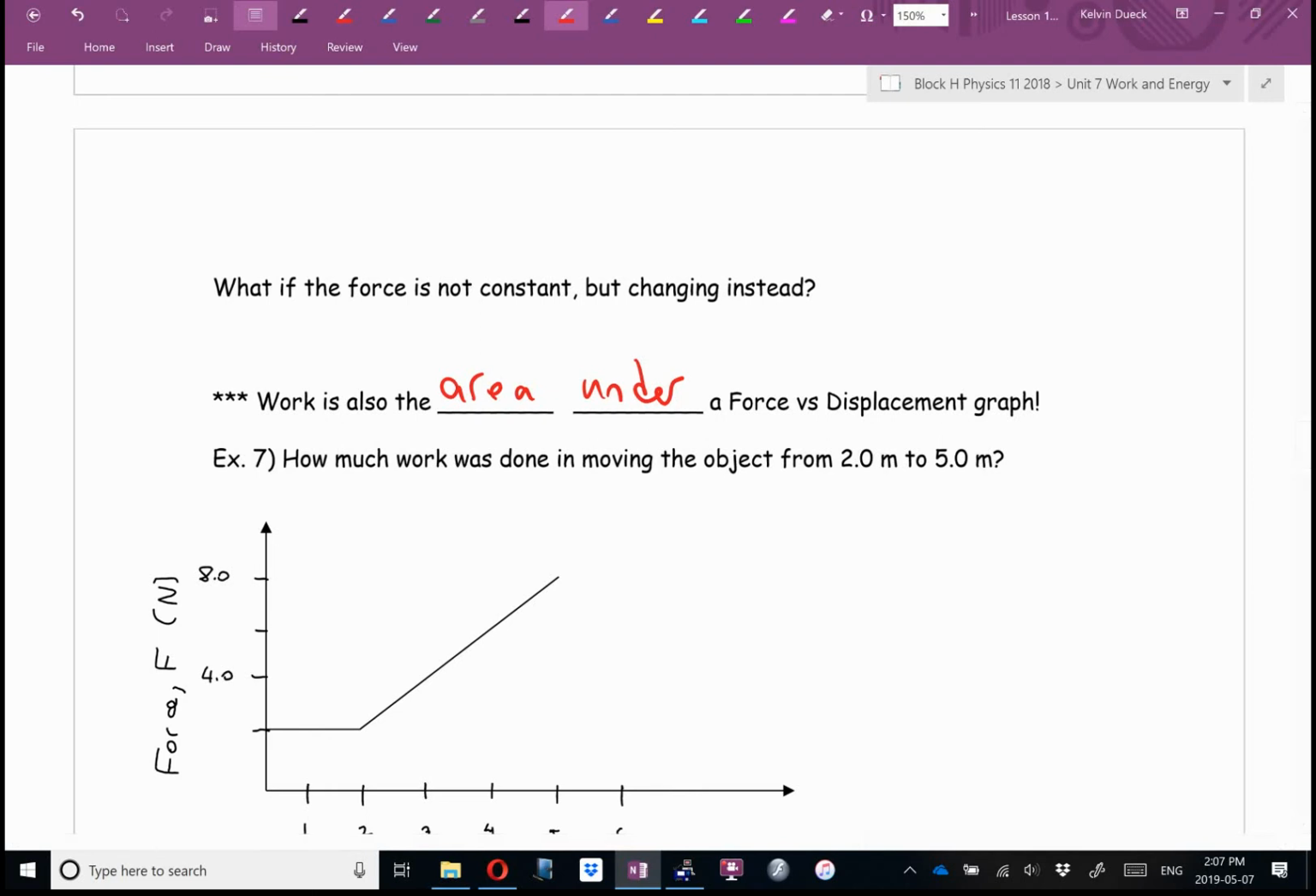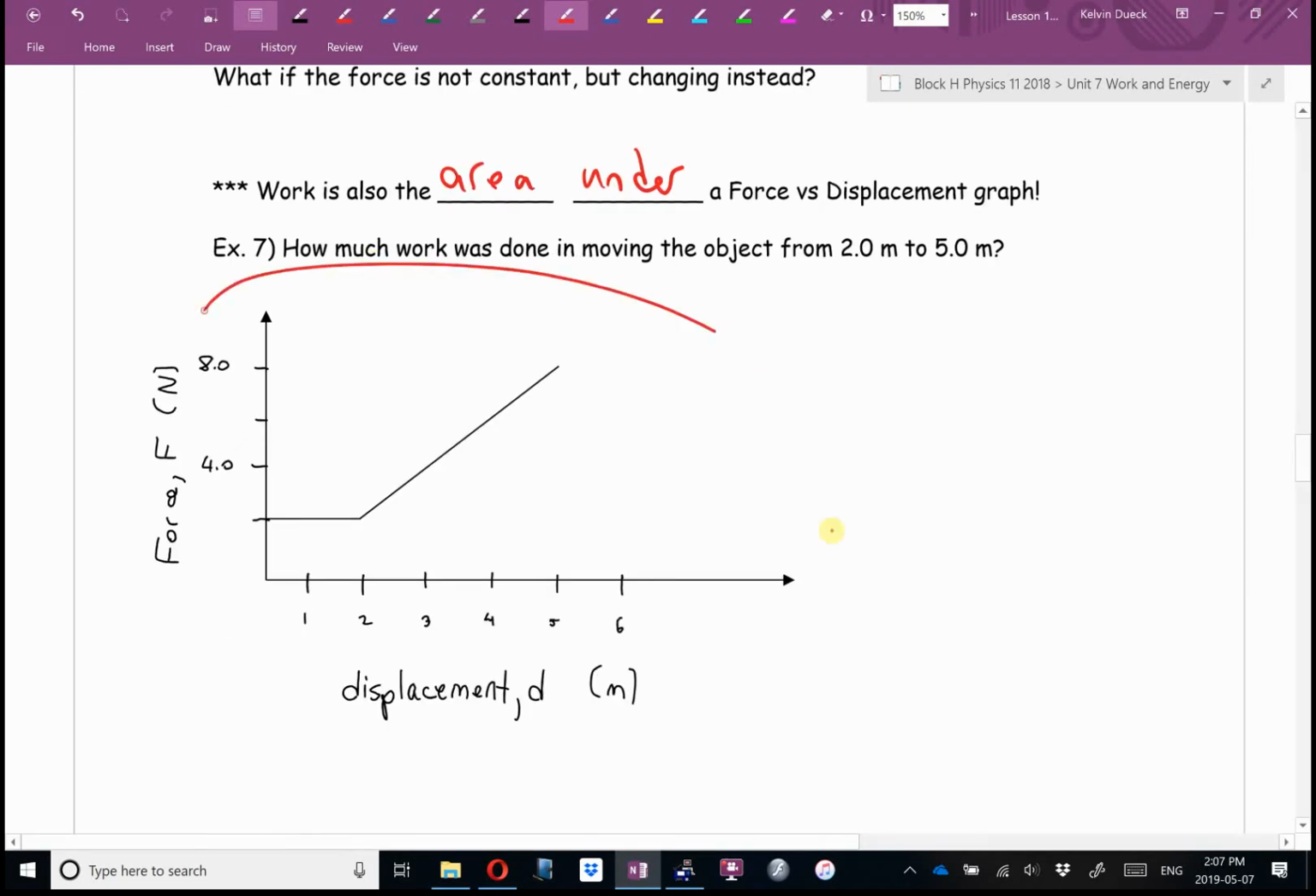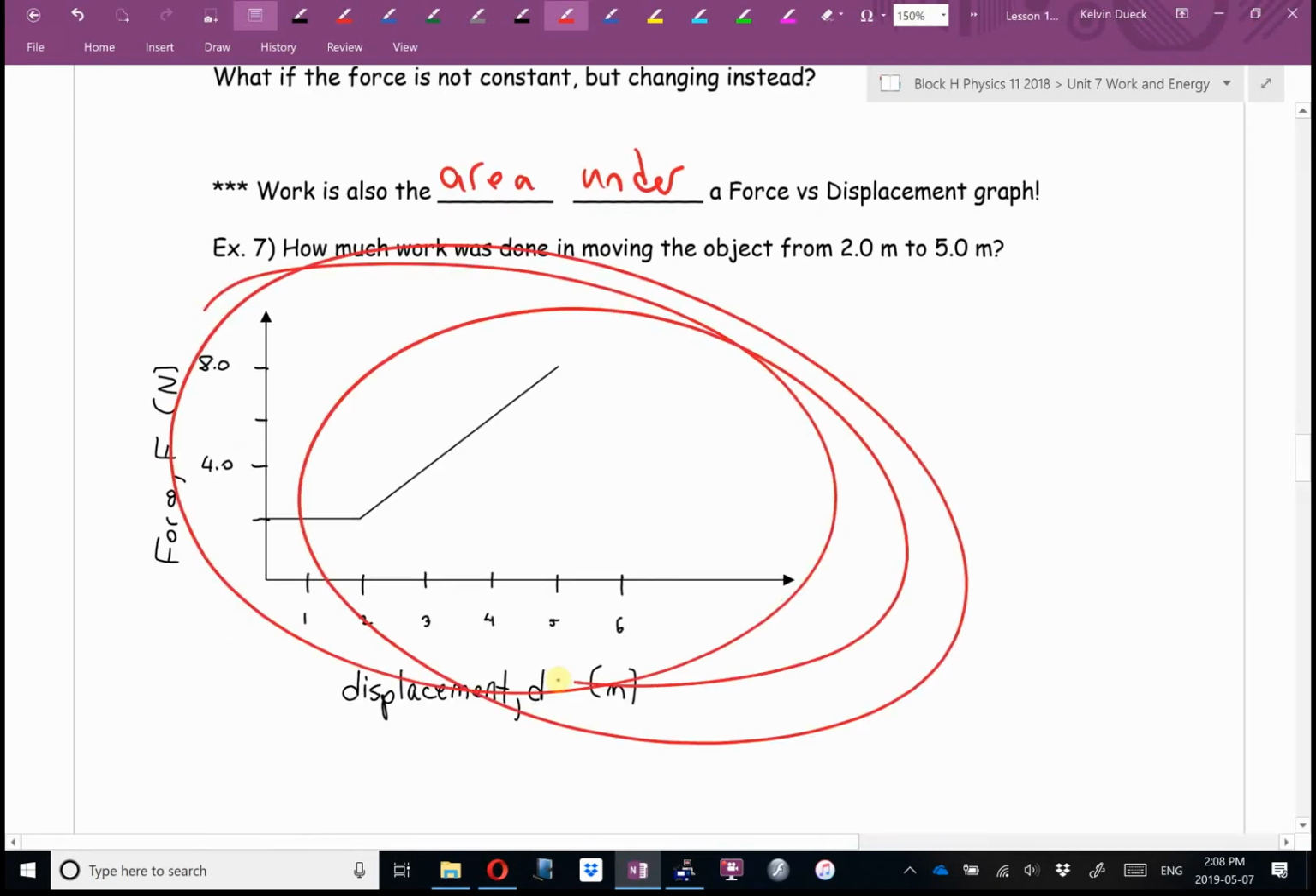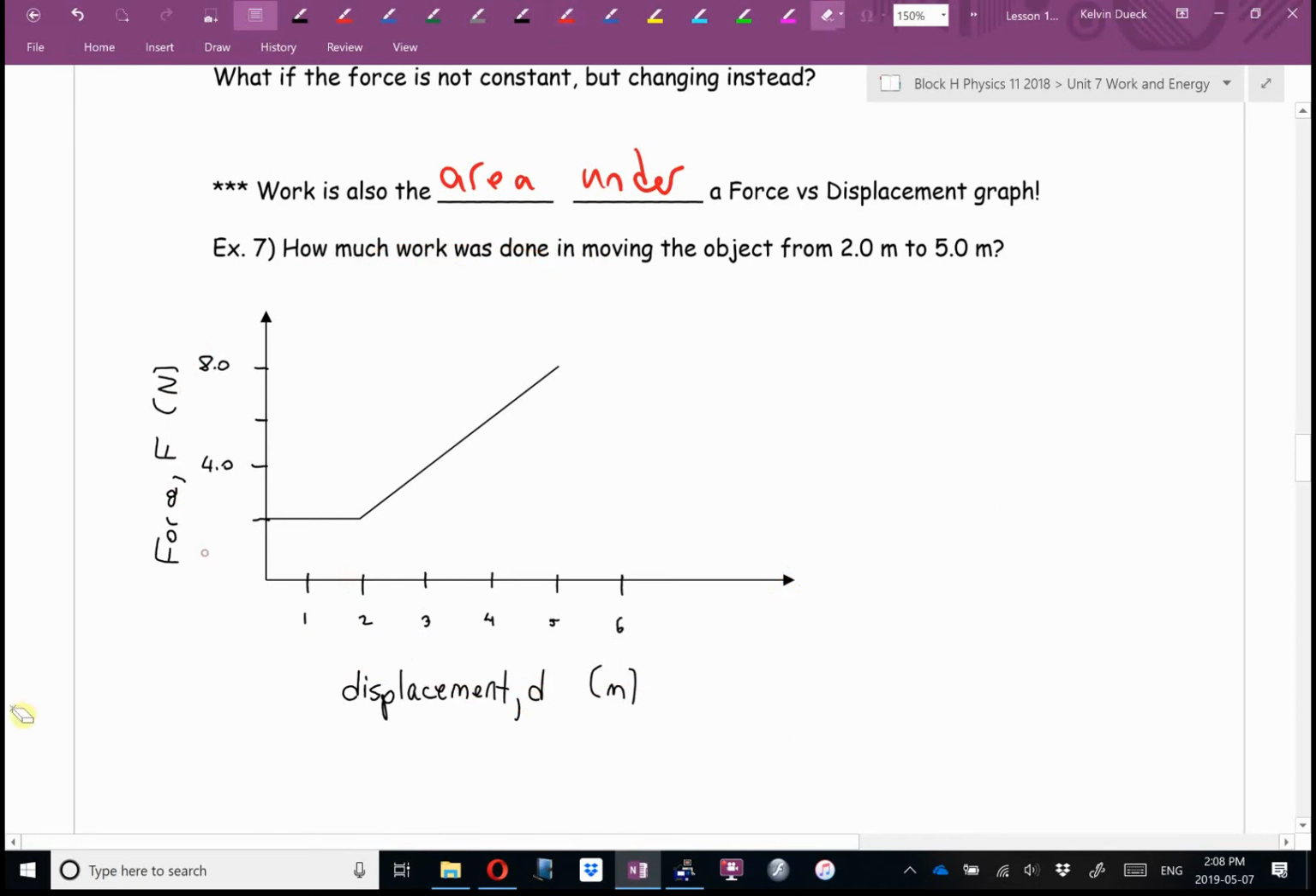How will I know when to use that one, Mr. Dueck? They'll give you a graph. So don't overcomplicate that one. If they give me numbers, I'll try force times distance. If they give me a graph, it's a force versus distance graph, and it's going to be the area underneath it.